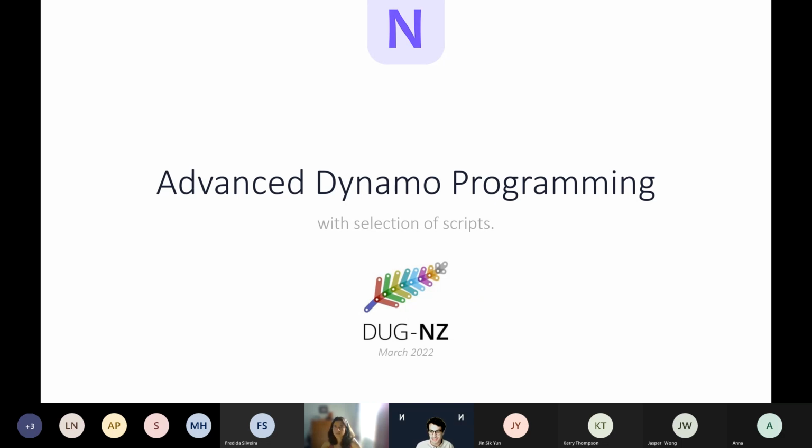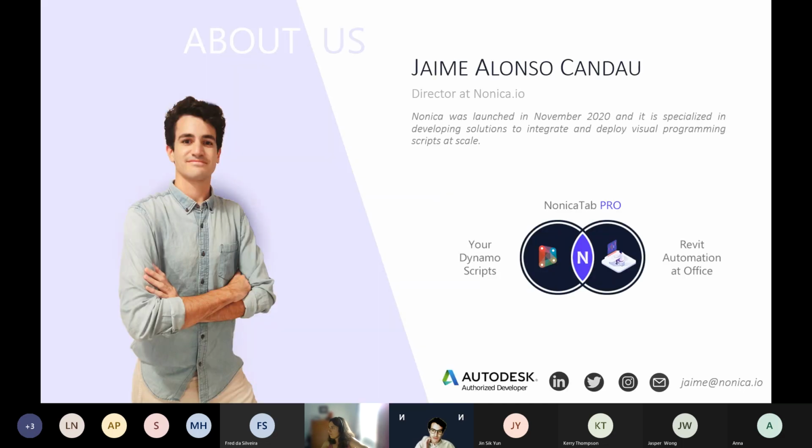I'm very glad to be here with you today and to be able to share with you some of the works and scripts that we have been working on. So yeah, first of all, we work at Nonica. We are established in the Netherlands since November 2020. We are specialized in integrating and deploying Dynamo scripts at scale within companies, and we simplify the setup process and make Dynamo scripts accessible for Revit standard users.